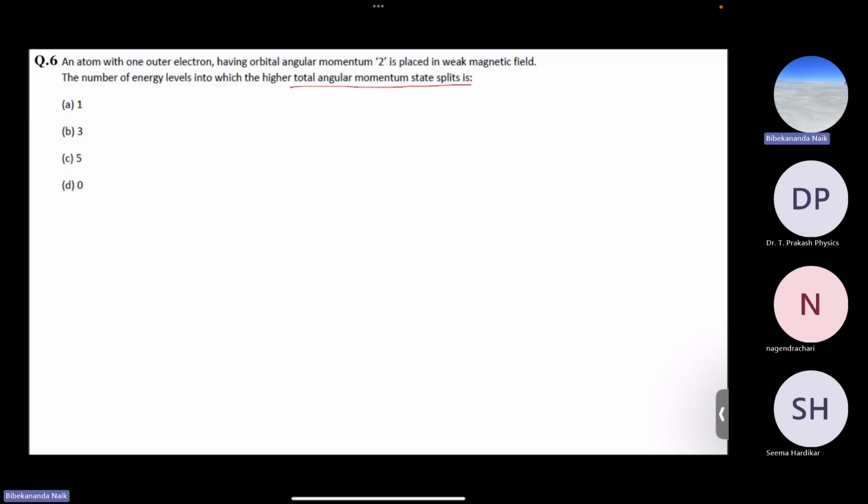So as we know, if the value is L, then the number of levels split is 2L+1. So here the value is 2. Then the number of levels it will be split into is 2 into 2 plus 1, which is 5. So the correct option will be option C, which is 5.